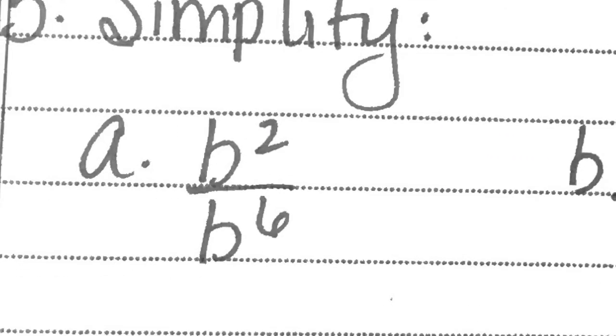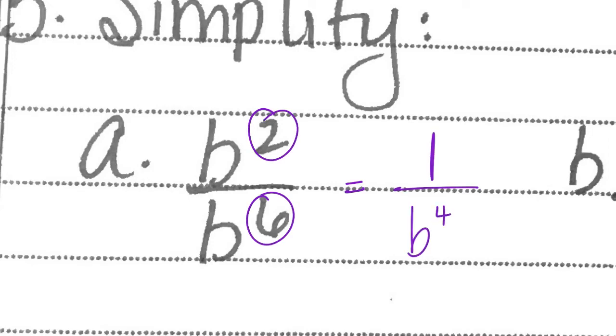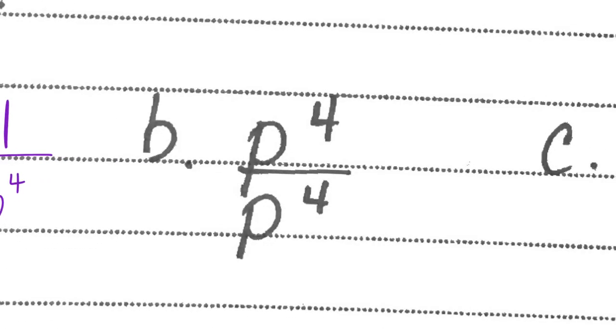Will this go on top or bottom? Good. It will go on bottom, and when I subtract, it is b to the 4th. Well, don't forget to put that 1 on top. These are the exact same thing. I know these fully cancel out, and I saw the formula. It says it's equal to 1.